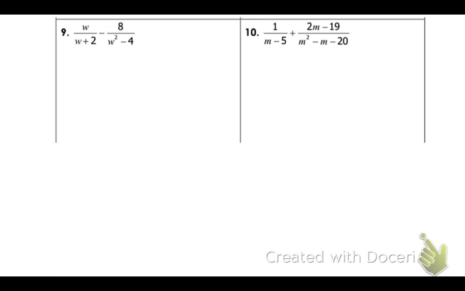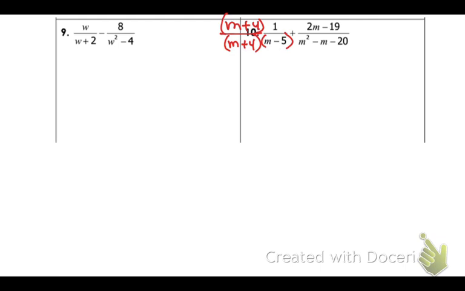Okay, so for 10, you want to turn this m minus 5 into m squared minus m minus 20. So first things first, I need to multiply by m, because m times m will give me m squared. Now I have a negative 5. What times negative 5 gives me a negative 20? So that's a positive 4. Again, this right here will solve itself as we go. So I'm going to multiply by m plus 4.